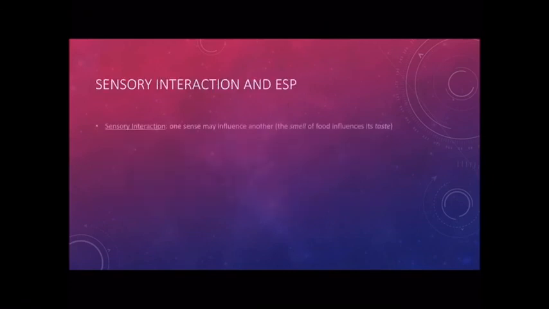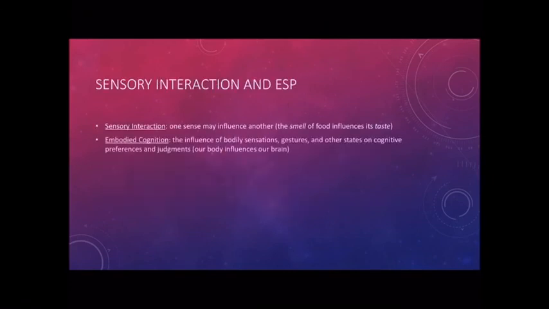All right, last thing to go through. When it comes to sensory interaction, that is when one of your senses influences another of your senses. So the smell of food influences the way that the food tastes to you. So two of my senses, smell and taste, are interacting with one another in order to build my perception of what that food is like or how I experience that food.